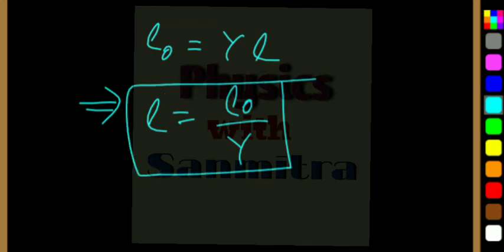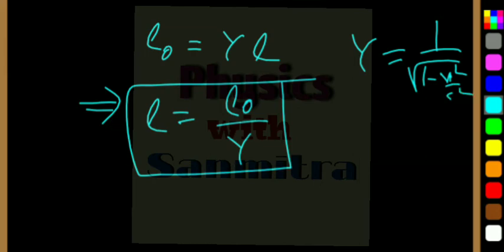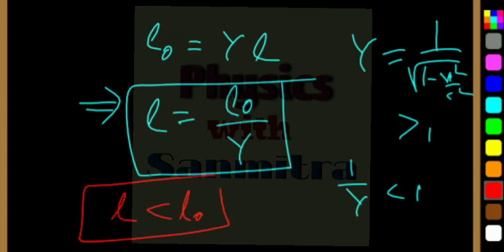Now what is gamma? Gamma is 1 by root over of 1 minus v squared by c squared, and this is something which is greater than 1. So 1 by gamma will be less than 1. So L will be less than L naught, and this is the length contraction.